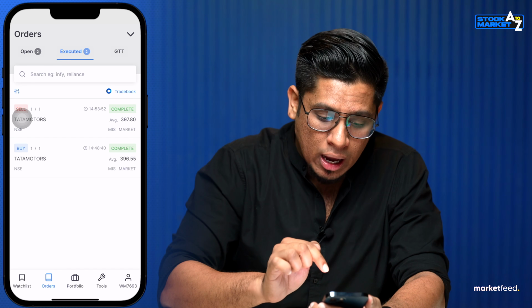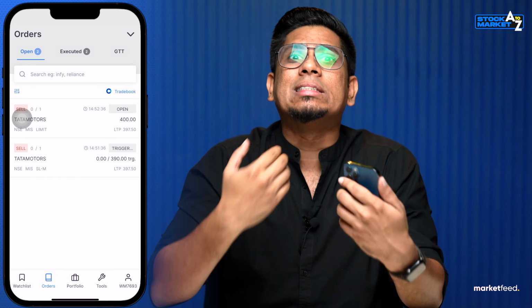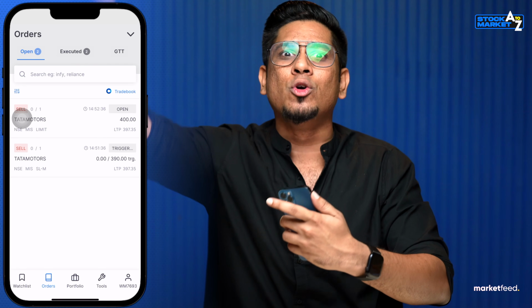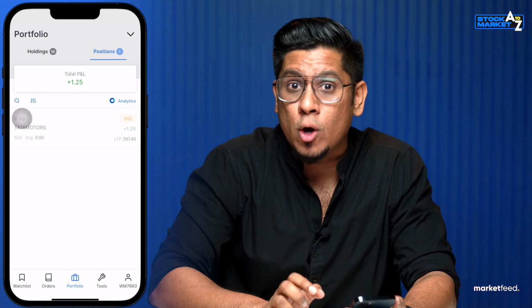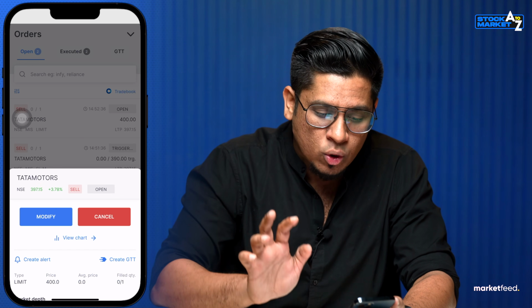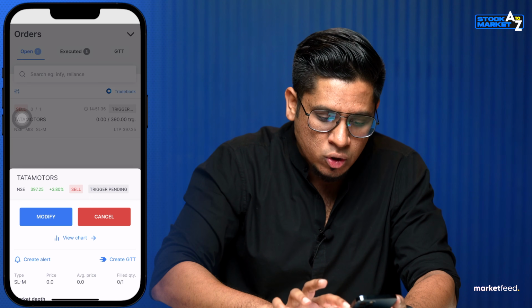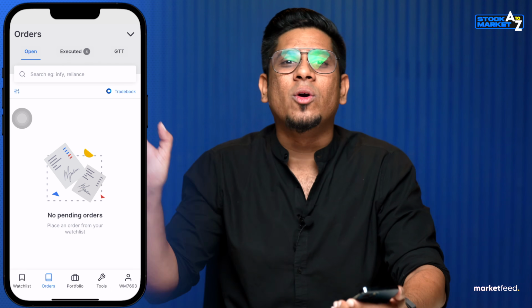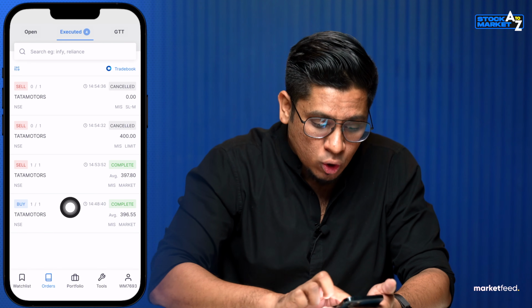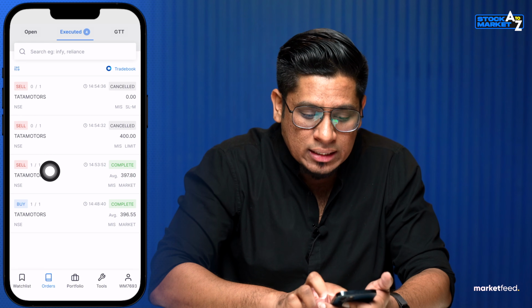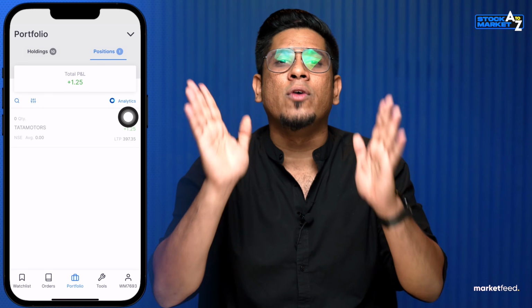Then you go back into your orders. Go into your open orders. Oh, see, your target order and your stop loss orders are still there. So now if Tata Motors again moves to 400 or moves to 390, these would get executed. So if you actually exit from your positions, make sure you go back into your orders, you click on this and you cancel these orders. See, do you want to cancel this order? Yes. And the next order also, do you want to cancel this order? Yes. I've cancelled the order. Now nothing is there in the system. See, I bought Tata Motors at 396.5, then I sold it at 397.8, then I cancelled my stop loss and target orders. And I booked a profit of 1.25 rupees.